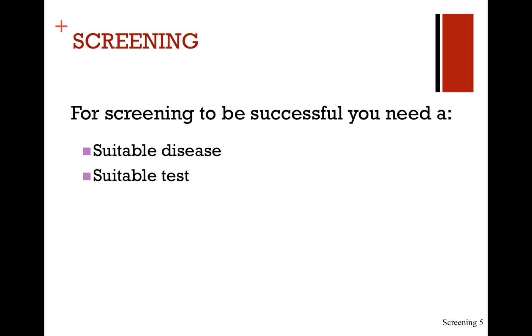You need to have a suitable test. So is the test good enough? Is it doing what it should do? Are we finding people at a point at which it's truly having an impact on the disease course? You need to have a suitable screening program. Who's getting screened? When are they getting screened? What's the cost of that screening?